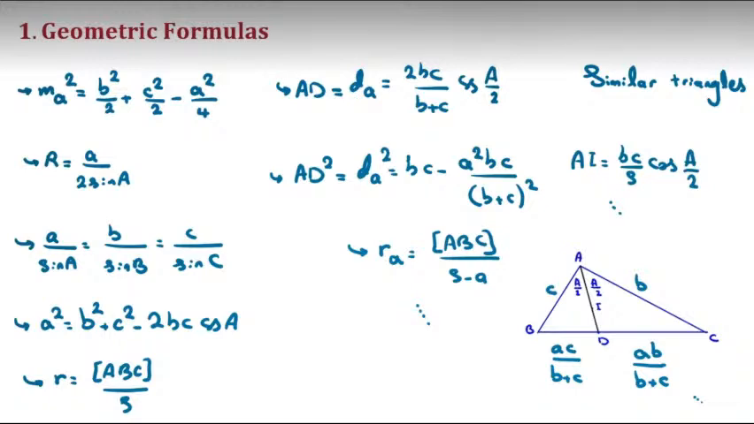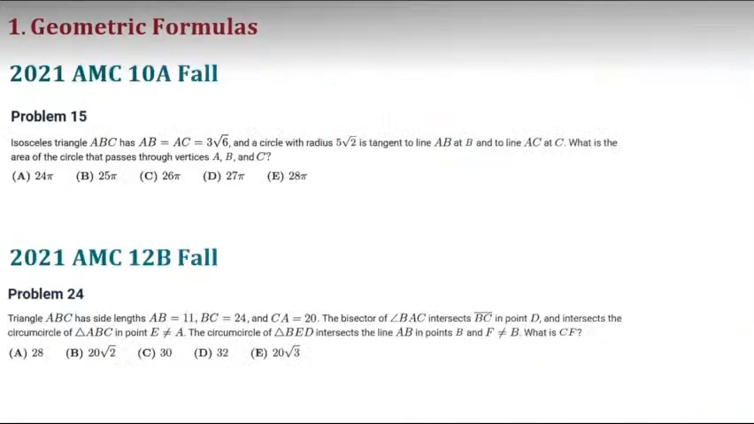You should pay attention to similar triangles. I is incenter, intersection of internal angle bisectors. It is BC over S, which S is semiperimeter, times cos A over 2. BD is AC over B plus C. DC is AB over B plus C. These are the formulas. Now, we want to solve some problems to see how important these formulas are. So, we want to solve these two problems from AMC 10A. We solve from both AMC 10 and 12, and some problems are the same, and using both of them. So, problem number 15, let's see.